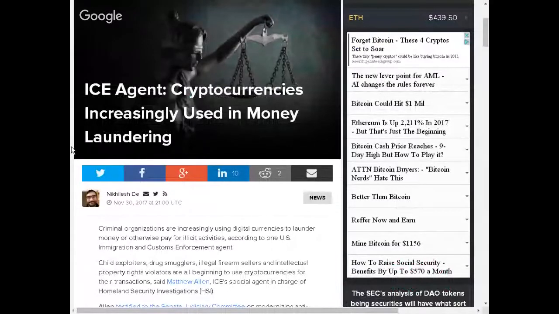So, all right. In this article here, coming from CoinDesk, ICE agent: cryptocurrencies increasingly used in money laundering. Now I don't know what they mean by money laundering. I'm assuming they mean taking an illicit activity and profiting from that illicit activity. I think that's their definition of money laundering.